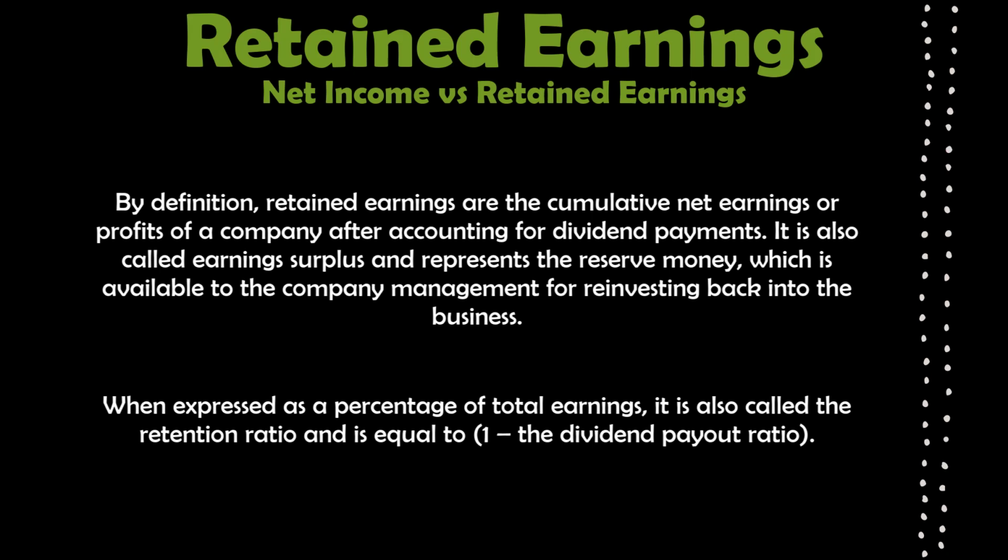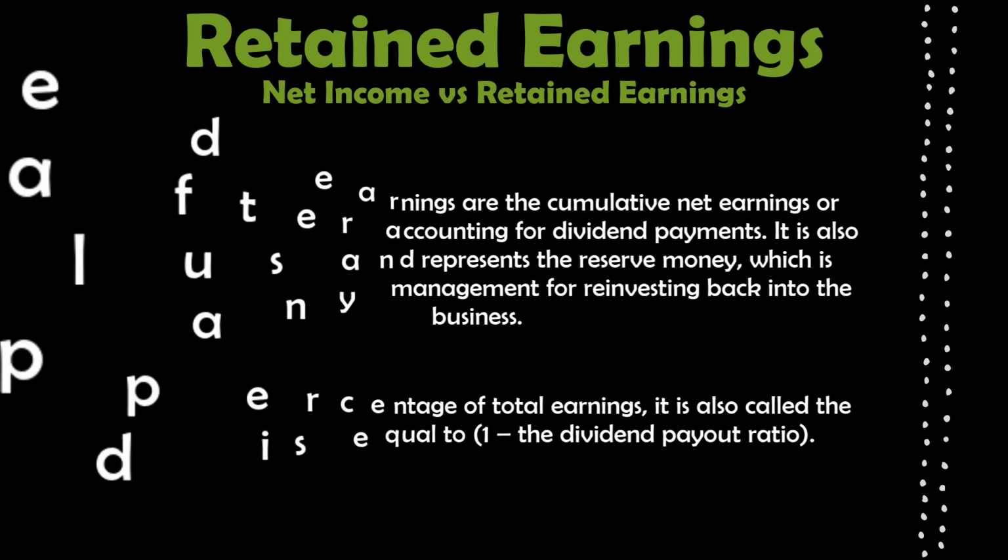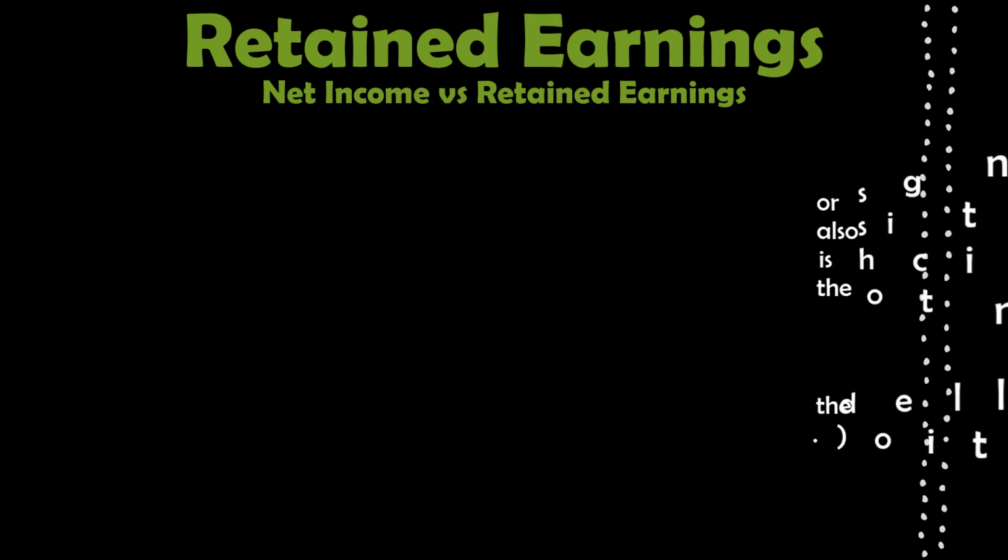Net income is the total amount a company makes after taxes and expenses. A company is taxed on its net income. Retained earnings are the amount a company gains after the taxation of its net income. Therefore, retained earnings are not taxed, as the amount has already been taxed in income.